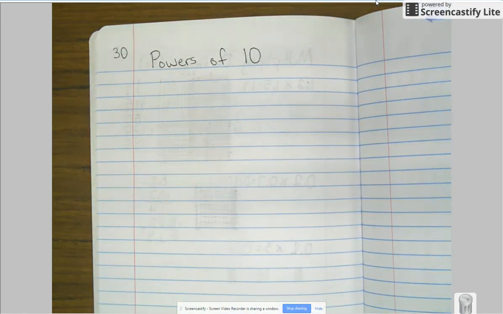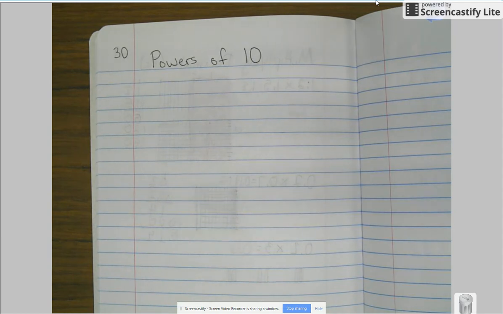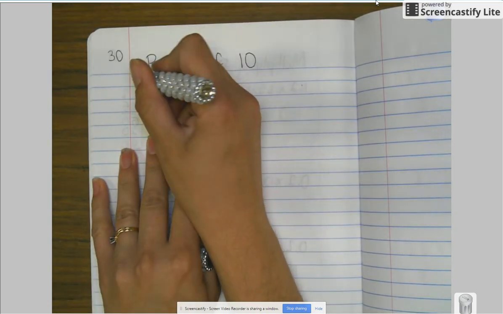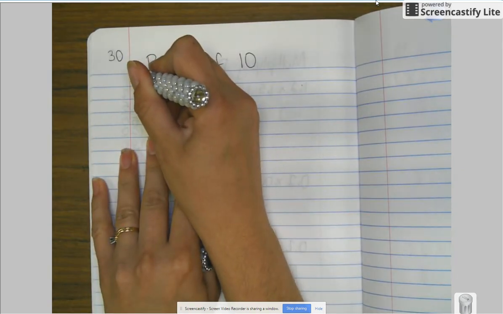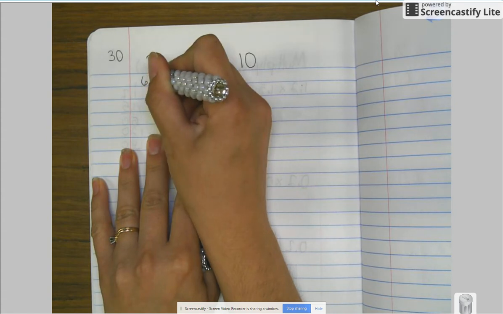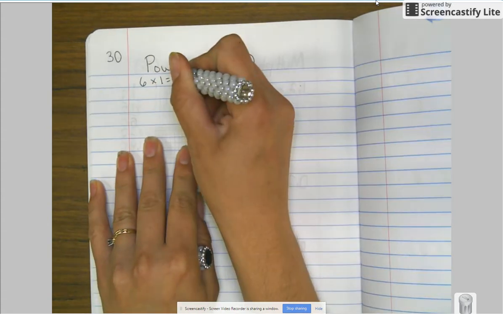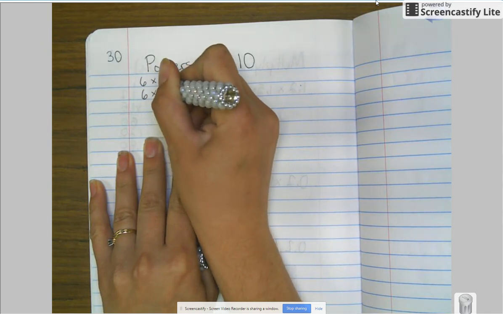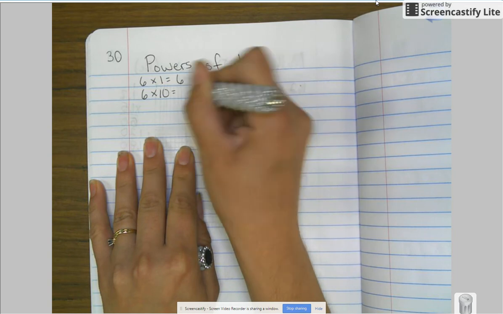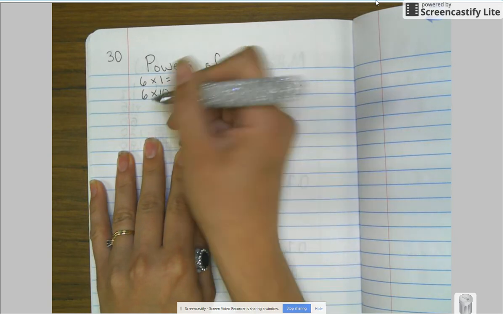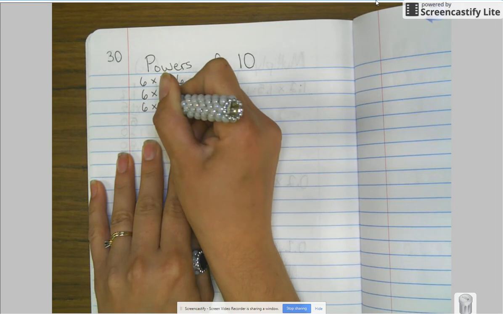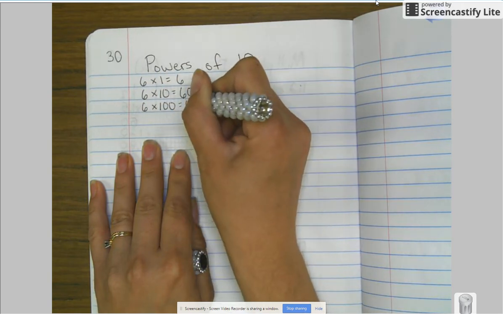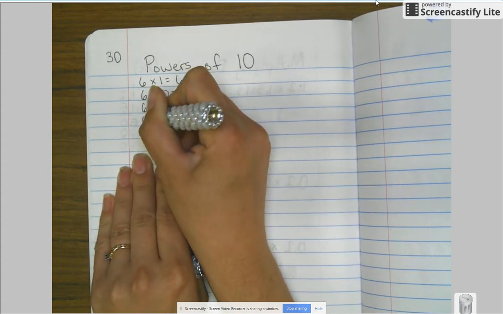just going to do a couple examples to make sure that you are ready for what we're going to do tomorrow. Okay, when you multiply by 10, let's just do some examples here. So I want you to take and do 6 times 1. What do you get when you get 6 times 1? 6. All right. Now the next power of 10 would be 6 times 10. And what do we get? 60. 6 times 100 would be the next power of 10, meaning 10 times 10. And we get 600.